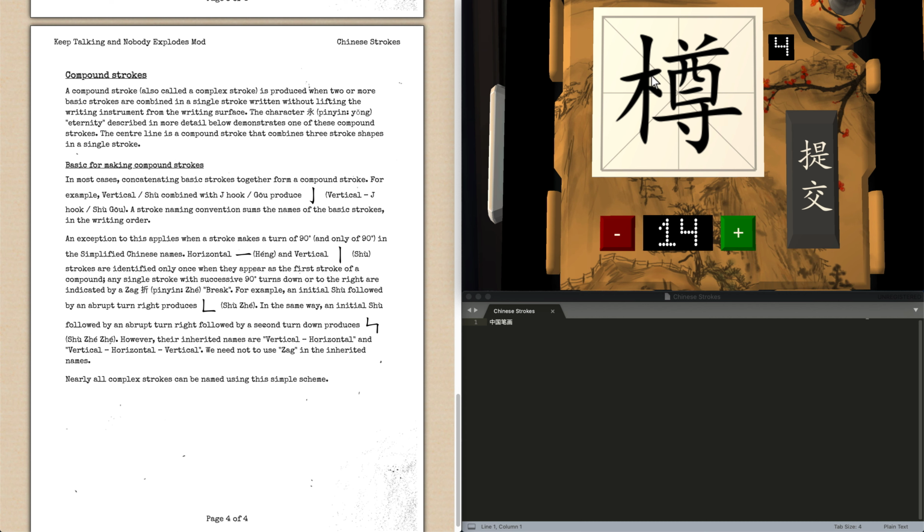The rest of these are pretty simple to decipher. You have one long one here. These are all individual ones, so let's count these. 1, 2, 3, 4, 5, 6, 7, 8, 9, 10, 11, 12, 13, 14, 15, 16.